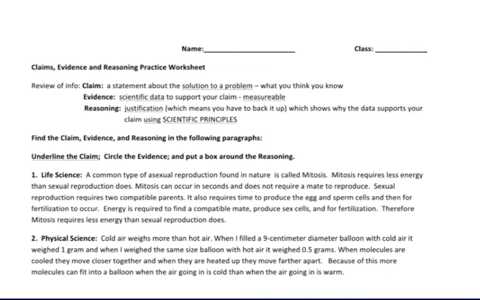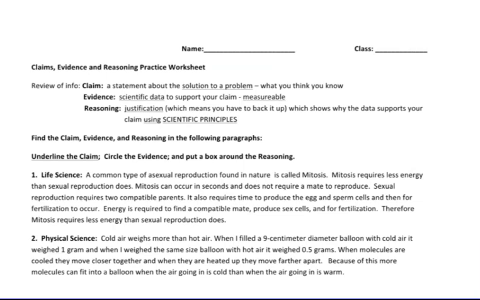So for example, let's go all the way back to Semmelweis. The question he was trying to ask is, how can I reduce the rate of childbed fever in my ward? And then his claim would be washing hands reduces the rate of childbed fever. It's a statement about your results. It's basically a statement that summarizes what your results were. That is your claim.